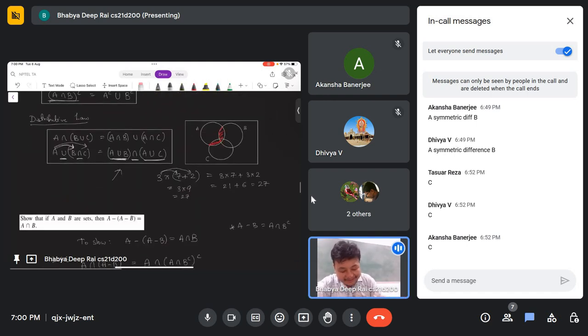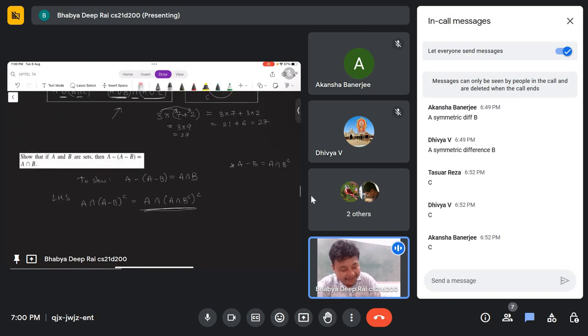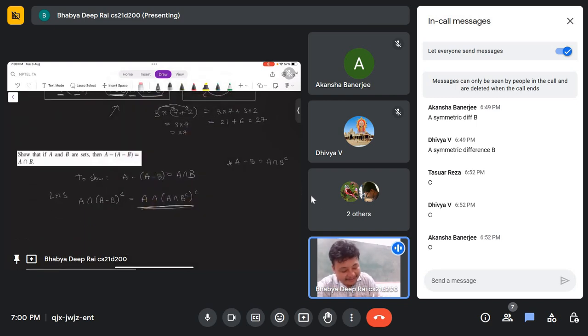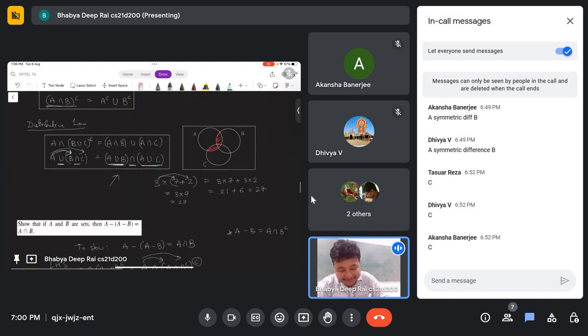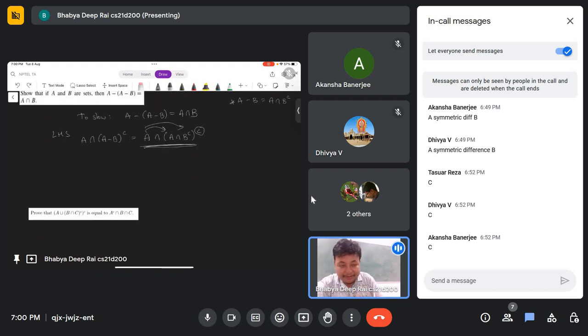So why is it the case that we are using De Morgan's law? I could have said that, okay, I'll distribute A inside. But remember, there's a complement sitting out here. Whereas if you look at distributive law, there is no complement sitting here. So I cannot use the distributive law directly. So first I'll use De Morgan's law to bring this complement inside.